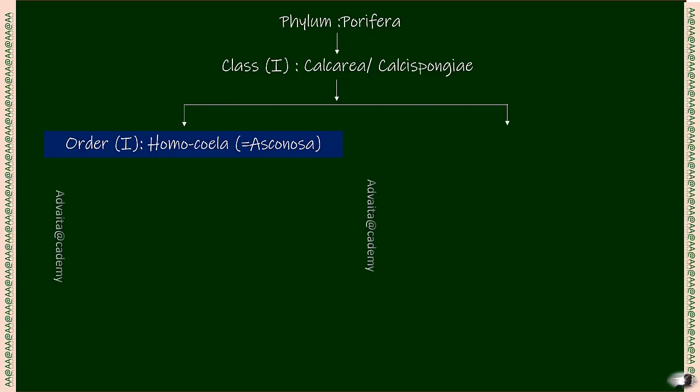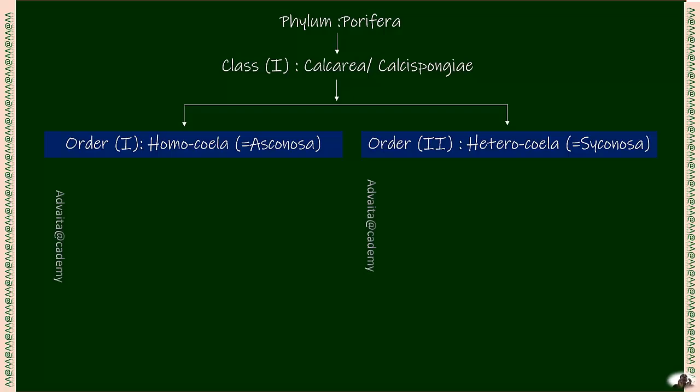The first class was Calcarea or Calcispongiae. Here the skeleton is made of calcium carbonate. And the distribution of choanocytes is very important here. Choanocytes are collar cells. You remember collar cells? Okay. So the distribution of collar cells is very important. On the basis of that, there are 2 orders. One is called Homocoela.